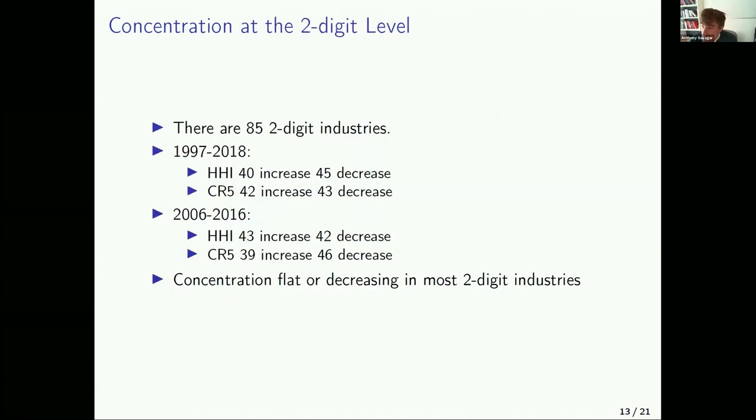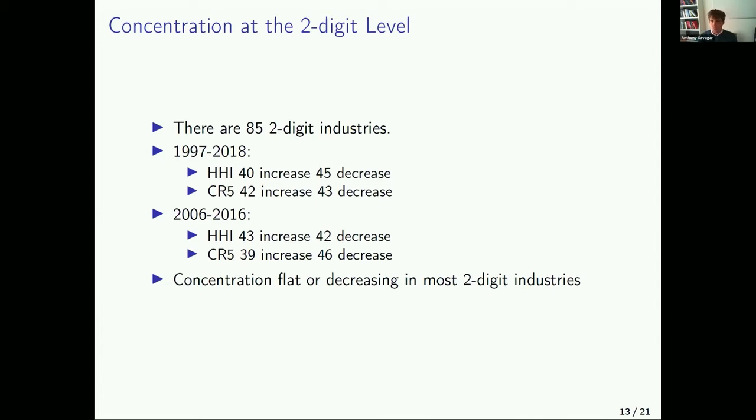And then going to the two-digit level, which you can analyze with this tool that I promoted a bit at the start, this concentration analysis tool that we produced. You can look at all the different industries and how they're changing. There are 85 two-digit industries, and over the period, there's pretty much a mixed bag of what goes up and what goes down. So again, it's reinforcing this idea that concentration seems to be quite flat.